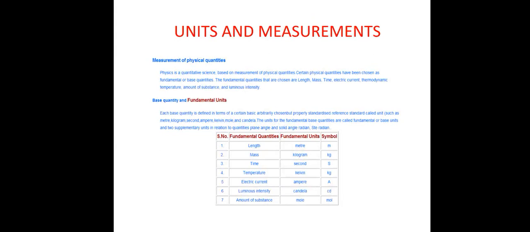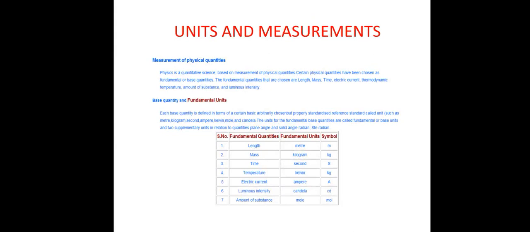If I say I have to travel 2 kilometers, a distance, then 2 is the quantity, and the unit is kilometer, right? Similarly, if I say I have to study for 2 hours, 2 is the quantity, but the unit is hour. This is how units and measurement help us in our day-to-day life.